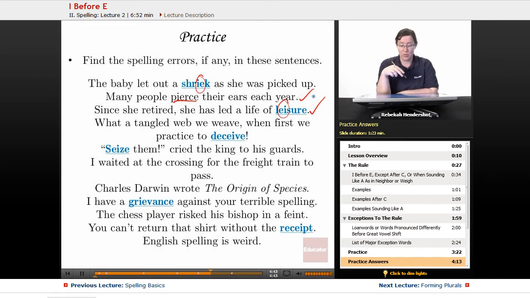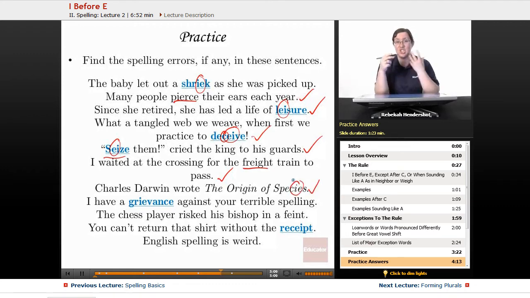What a tangled web we weave when first we practice to deceive, EI because it comes after C. Seize them, cried the king to his guards. This is an EI just because it's an exception. Probably sounded different before the vowel shift. I waited at the crossing for the freight train to pass. That one was correctly spelled because it's sounding as A, freight. Charles Darwin wrote The Origin of Species. There you have the IE because it's making that sh sound and the CI makes the sh.